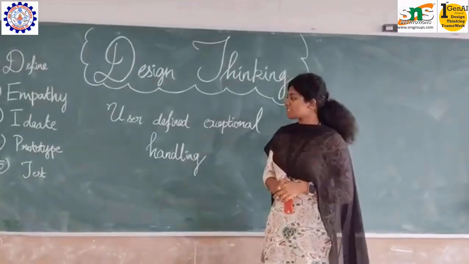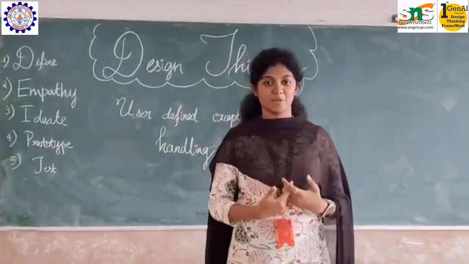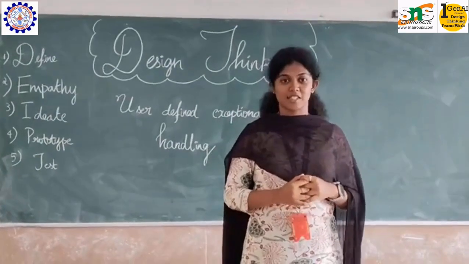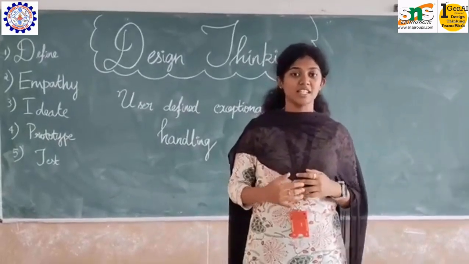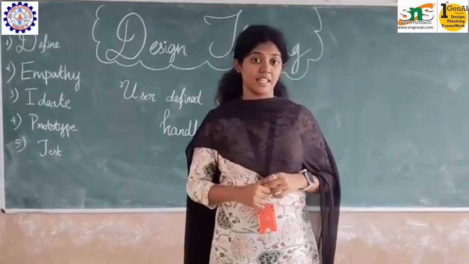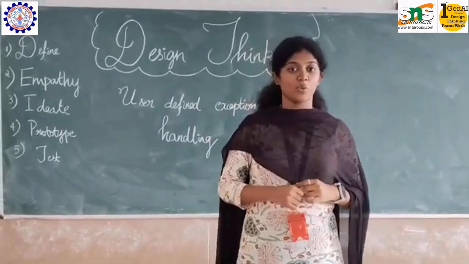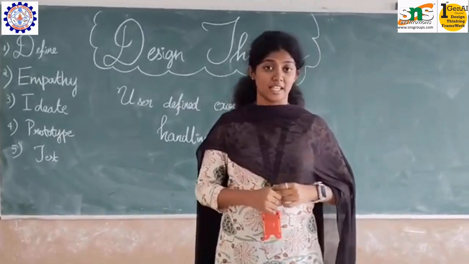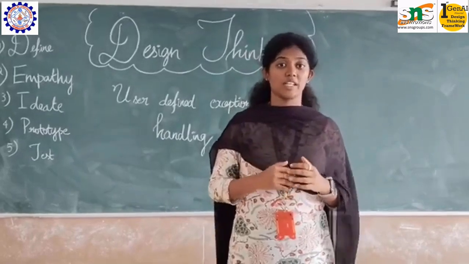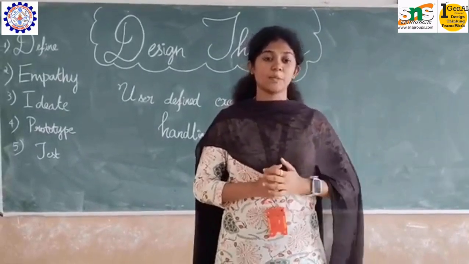The fourth stage of design thinking is prototype. In this Java prototype, we use a custom exception class named InvalidAgeException that extends the built-in Exception class. This custom exception is designed to handle specific scenarios where the user enters an invalid age, such as a negative number or zero. In the main class AgeChecker, we define a method called validateAge that checks the user's input. If the age is less than or equal to 0, it throws the InvalidAgeException with a descriptive error message.